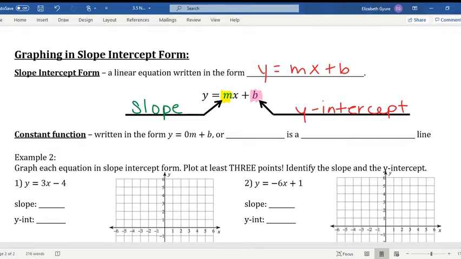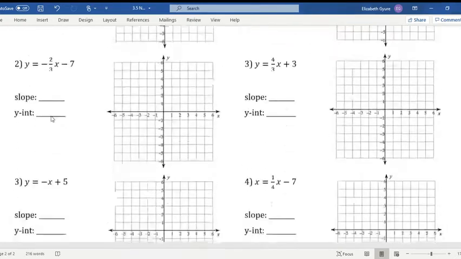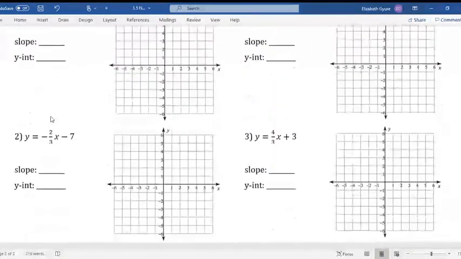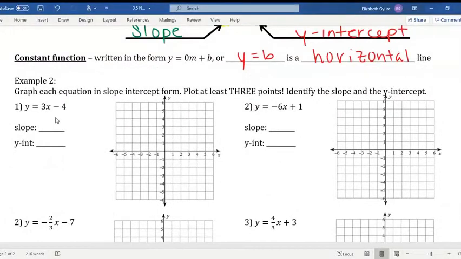So then you can also have graphs that are constant functions. That is either written in the form y equals 0 m plus b. That means there's no slope. Okay. Or just y equals b. Okay, that is a horizontal line. We practiced graphing those last week. So I don't think we're going to graph any more of those today because we already did a bunch of them. And I feel like we did pretty good with those, right? Graphing our horizontal and vertical lines.